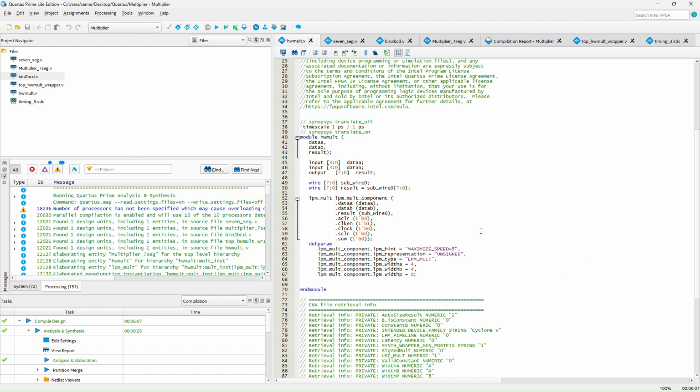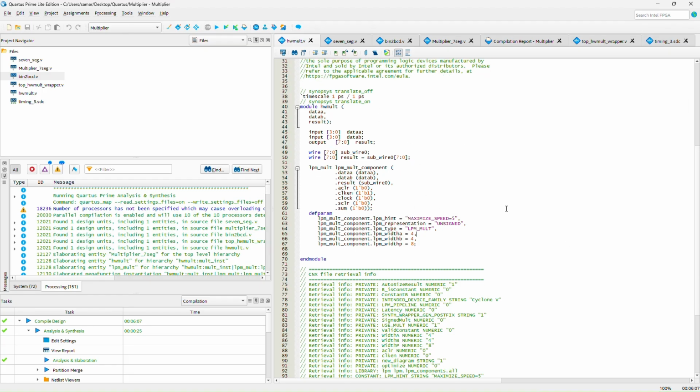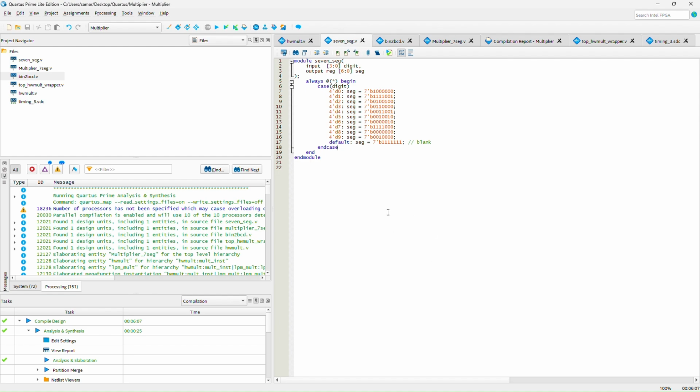So how would I go about this? As you can see, the first block would be a multiplier block. As I explained in the previous video, this is a 4x4 unsigned multiplier, so the output would be 8 bits and the width of A and B would be 4 bits, and these are the other pins that are provided by this LPM mult module. So the first step would be to code the 7 segment display.